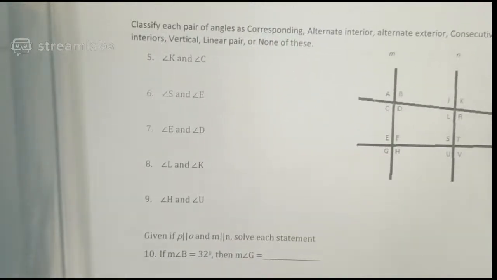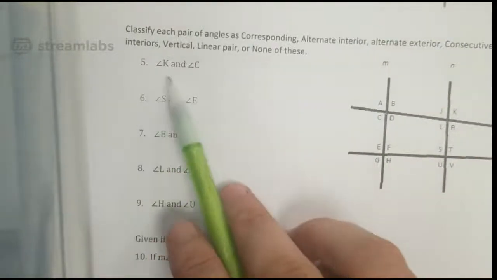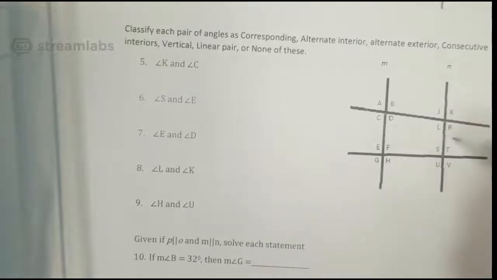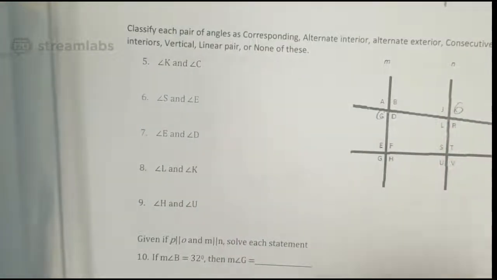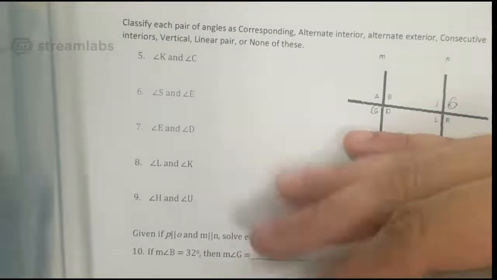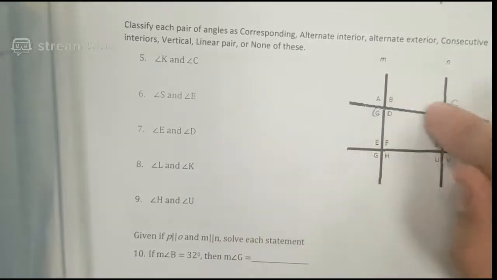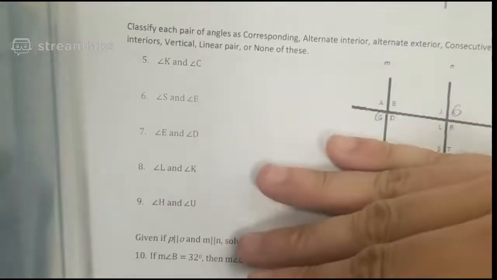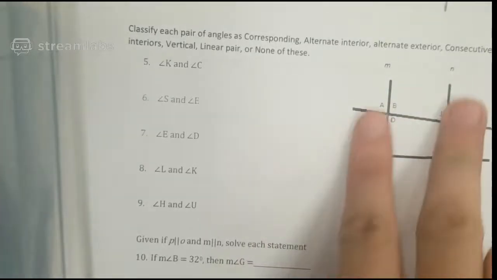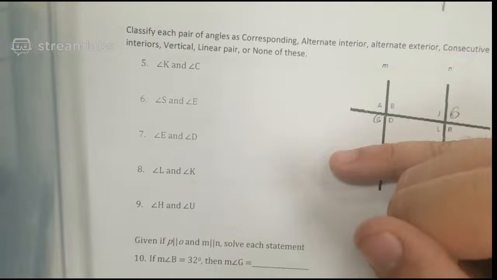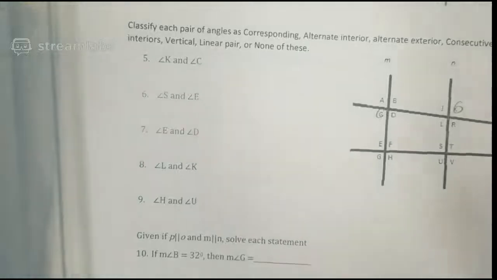Okay, next one. We're going to use this picture over here to classify the relationships following these terms. Number 5, K and C. So K is here and C is here. Remember, when you do these, you cover up the line you're not using, the non-transversal, and the transversal is the line that touches both angles. So this line over here is the transversal. They're on the outside of the transversal, and they're equal to each other. So K equals C. They're opposite, alternate exterior.